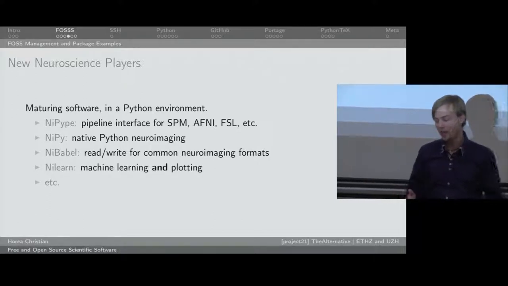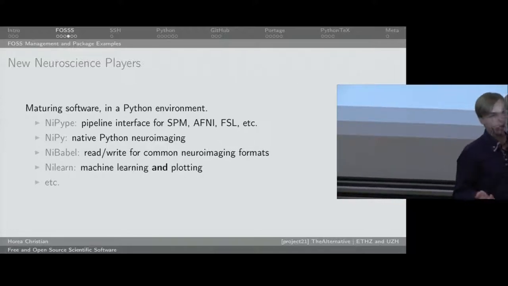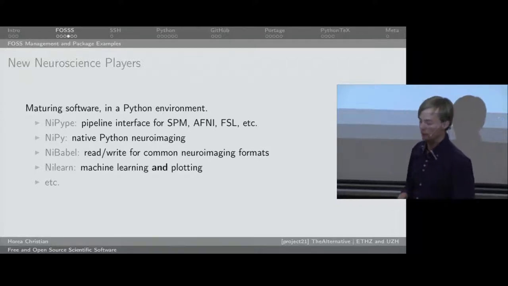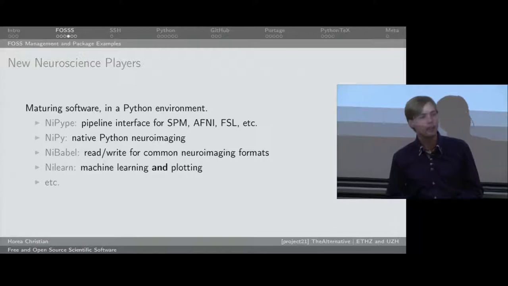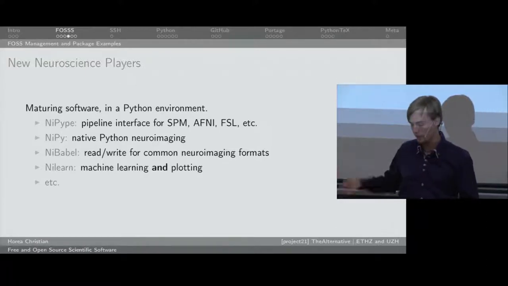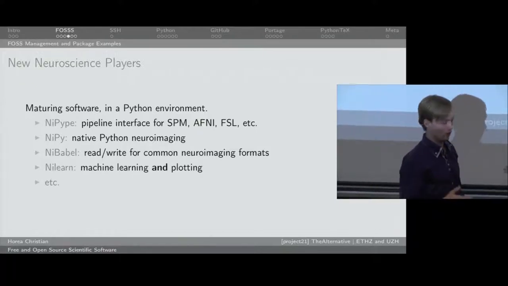There's also native packaging for neuroimaging in Python. It's called NiPy. NiBabel is a dictionary conversion tool with which you can view, read and write all sorts of neuroimaging formats natively in Python. NiLearn is a very interesting example and one with which we will work later today.